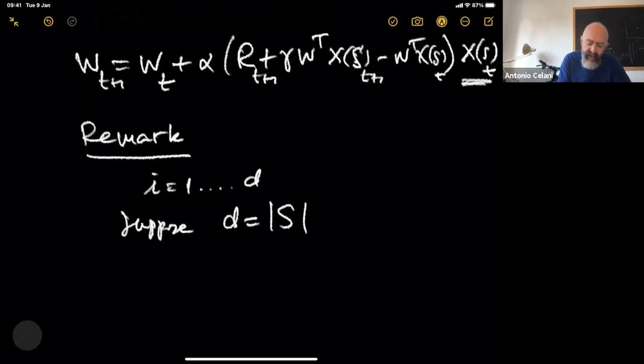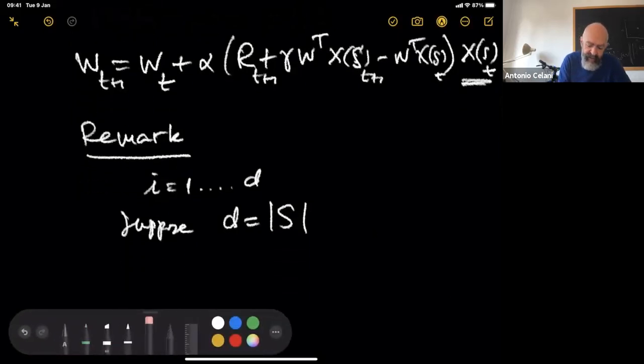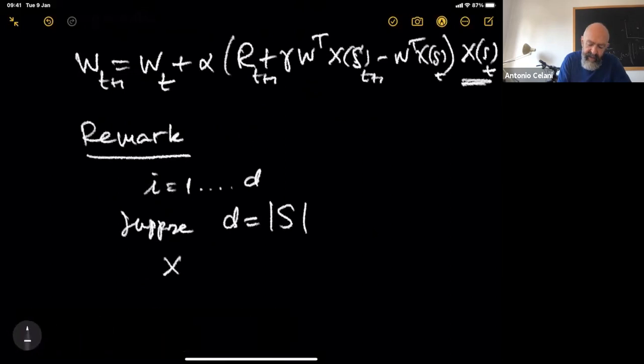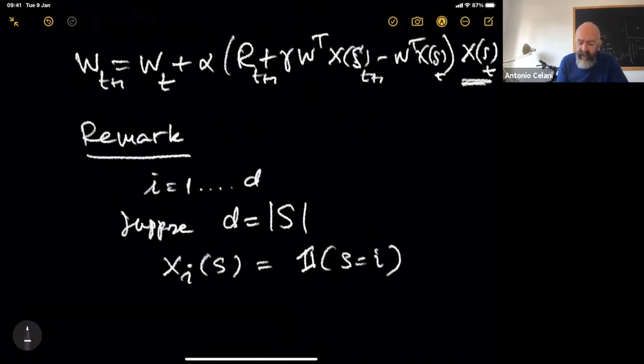And let's suppose that your features are chosen in such a way that xi of s, so the ith component of the feature for state s, is 1 if s is equal to i and 0 otherwise. So we have as many features as states, and in practice, the feature identifies one state.